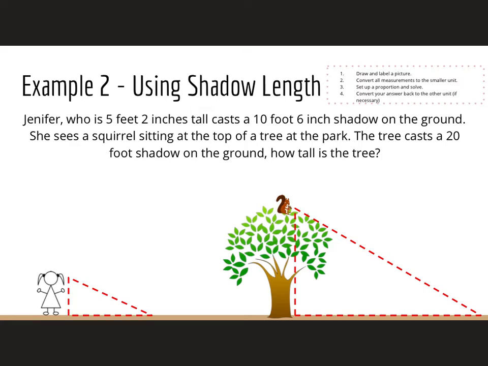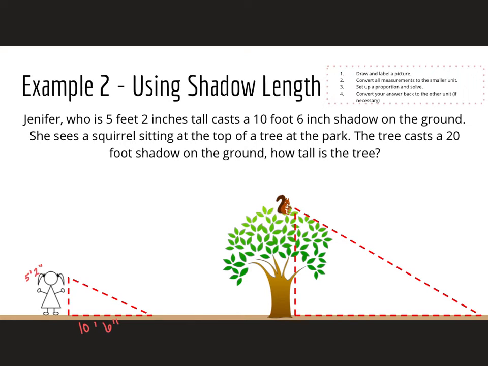All right, so here's the second type. So example 2 is if you are using shadow length. So again, I already drew out the pictures for you. We still have Jennifer over here. Jennifer is 5 feet 2 inches tall. She casts a shadow that is 10 feet 6 inches along the ground. So 10 feet 6 inches.